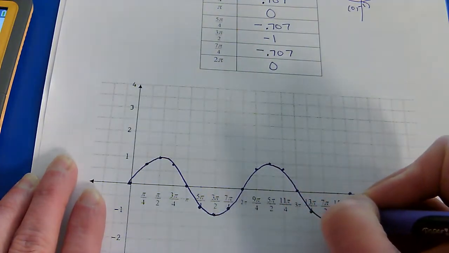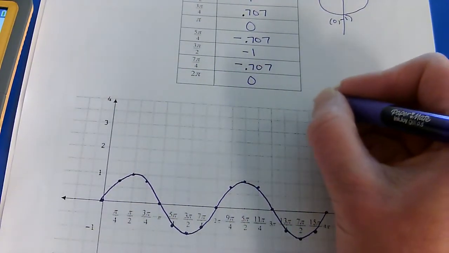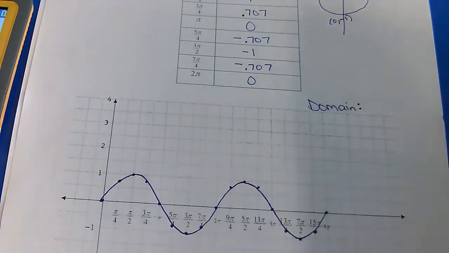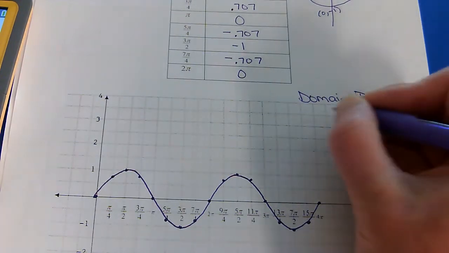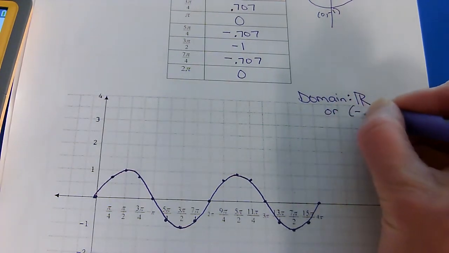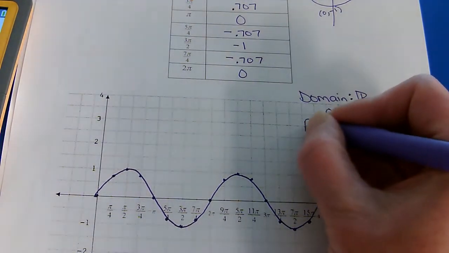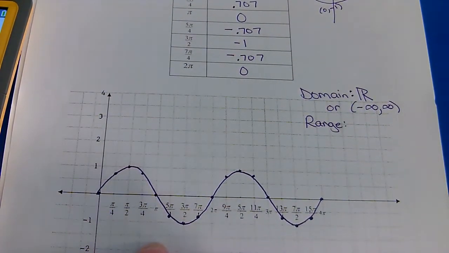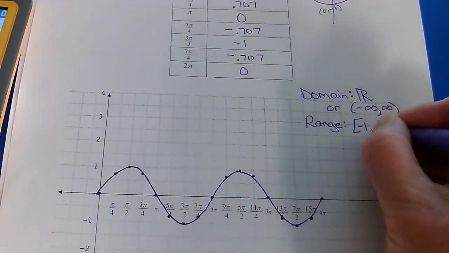And so some of the things we want to document, first of all, I want to document what the domain is. The domain goes on forever, actually, and that's going to be all real numbers, or you can write negative infinity to infinity. The range, well, let's see, the y values are my range, and the lowest it gets is negative 1, the highest is 1, so it's going between negative 1 and 1.